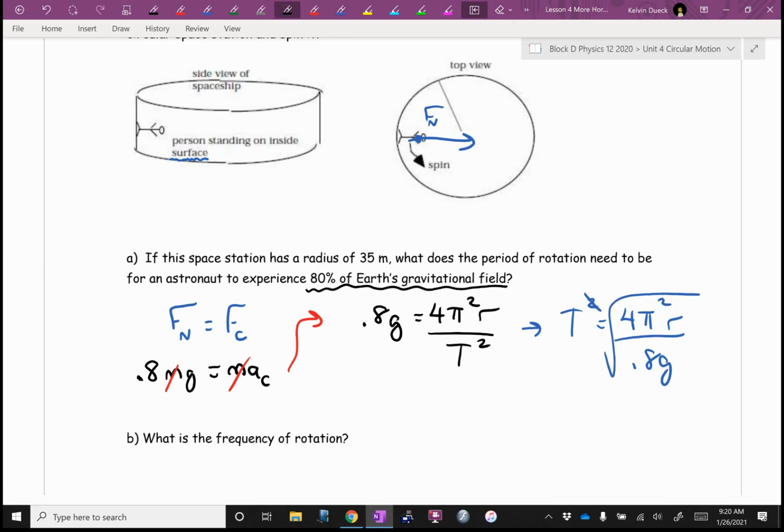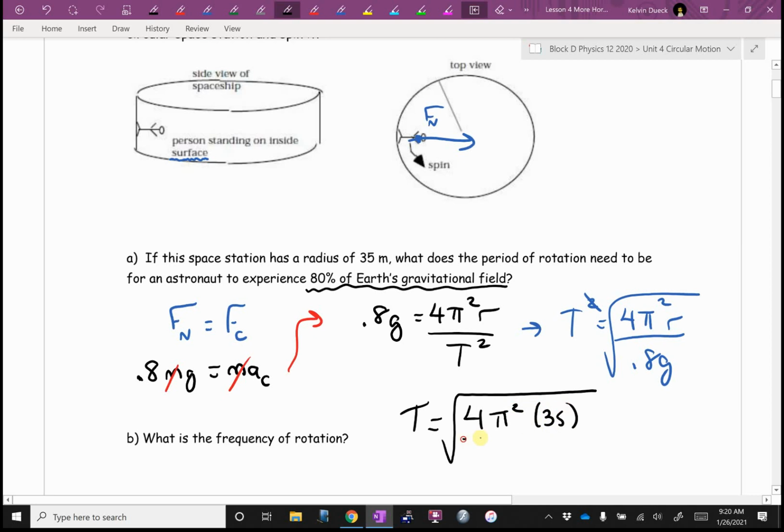Okay, we'll plug and chug, but we got this. Complicated plug and chug, but we're okay. The period is going to be the square root of 4 pi squared times the radius, 35, divided by 0.8 times 9.8.